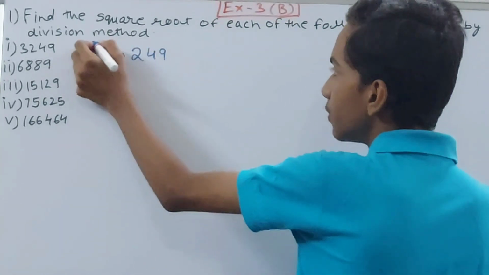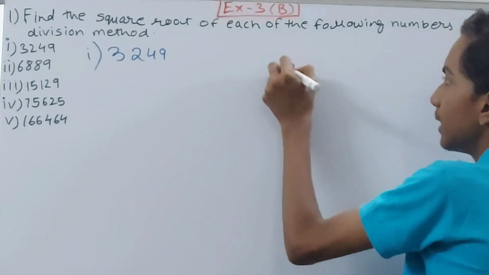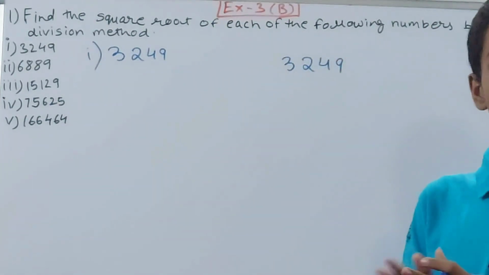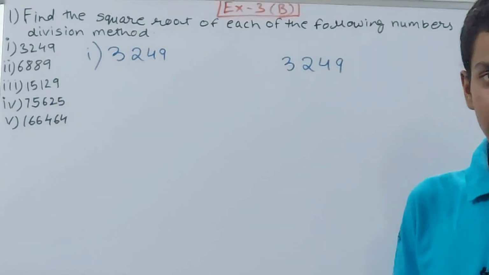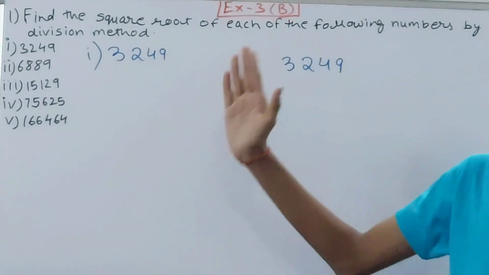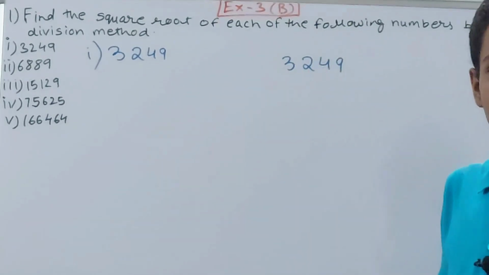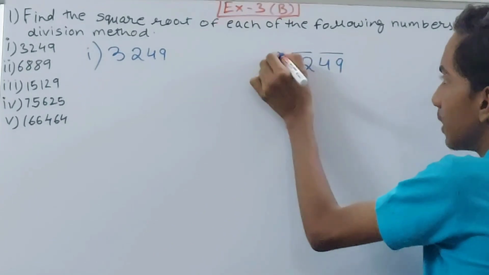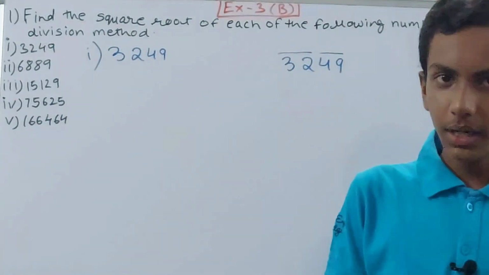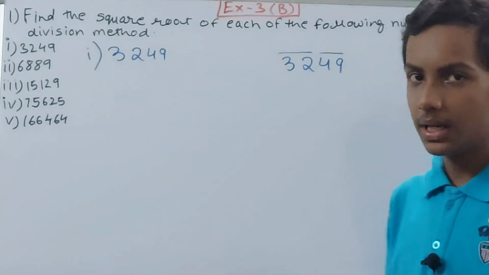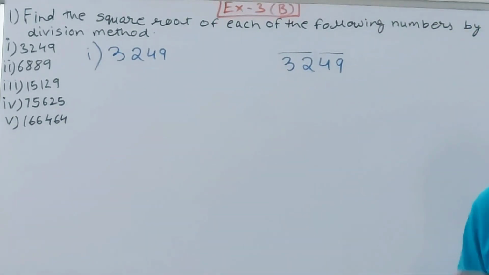First we have 3249. Put it like this, 3249. First step will be to make the pairs of these numbers from right to left. So from right to left we will make the pairs of these numbers. So see, one pair this, one pair this. I have just drawn these lines over them, so this way it is coming as pairs.